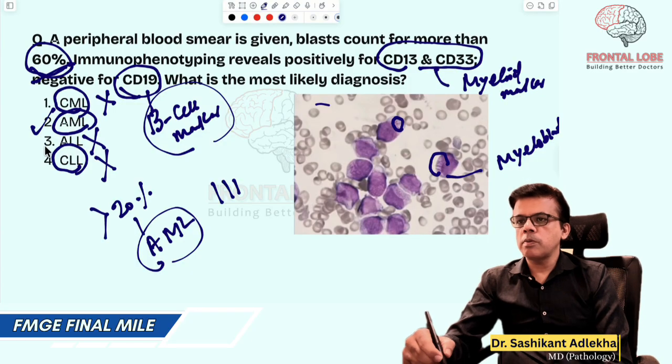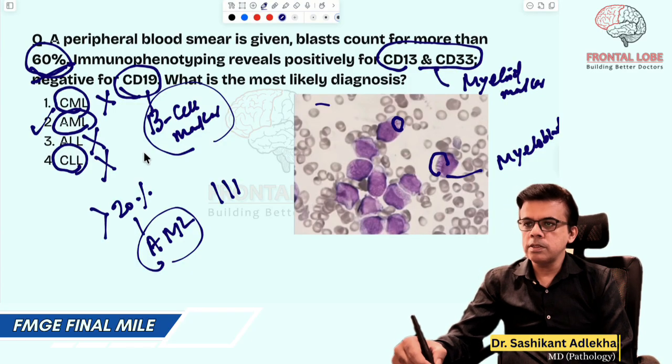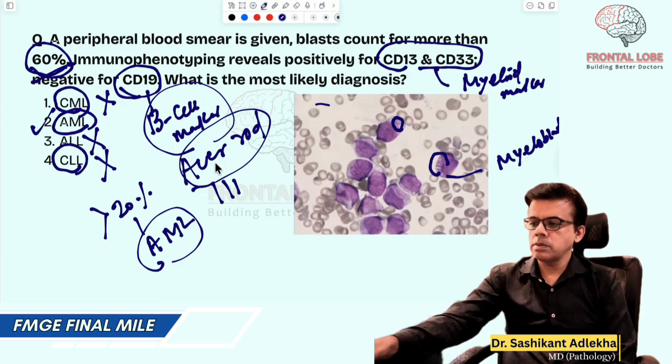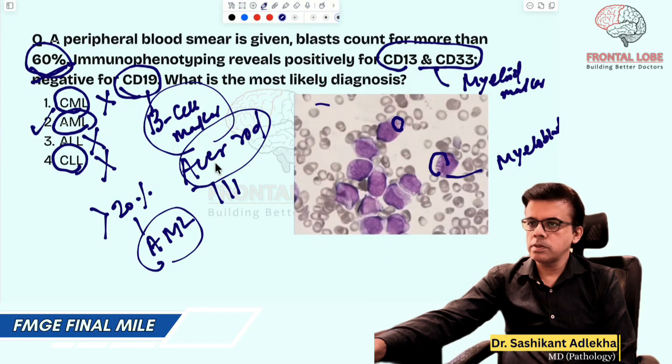Remember AML: more than 20% blast cells, CD13 and CD33 positivity, and Auer rods are positive over here. These are the characteristic markers. So the answer here is AML. Now let's go to the next question.